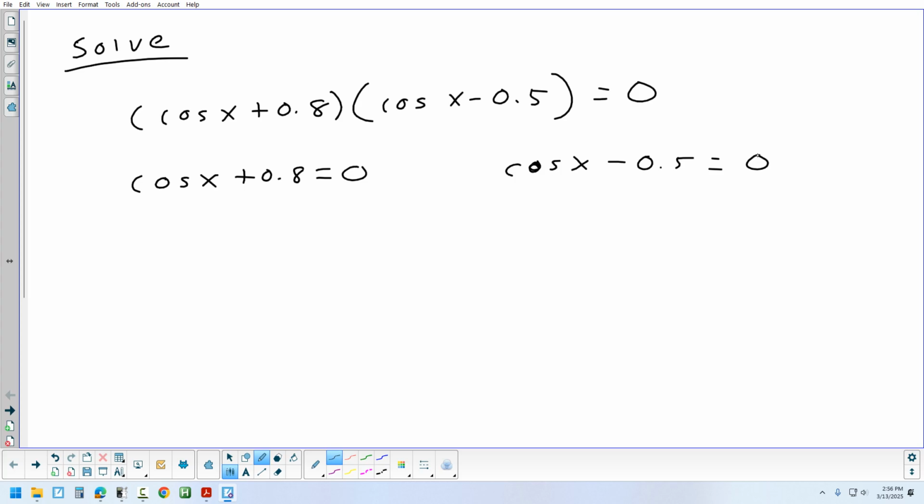All right, so now we're trying to solve for x, but the first thing we have to do is get the 0.8 on the other side. How would you move that over to the right side? Subtract? Yep, subtract it.